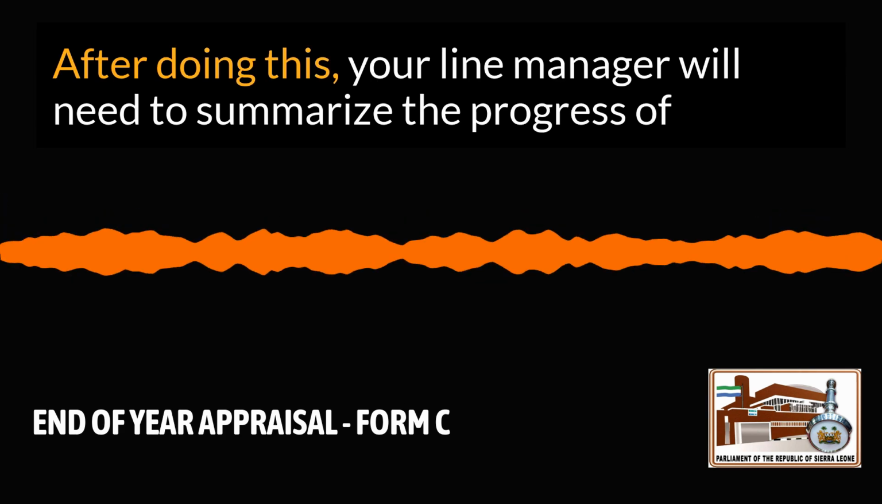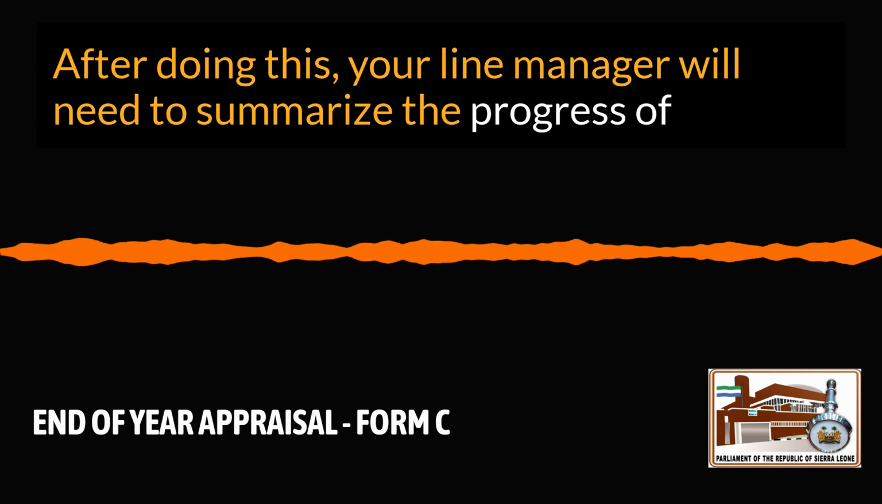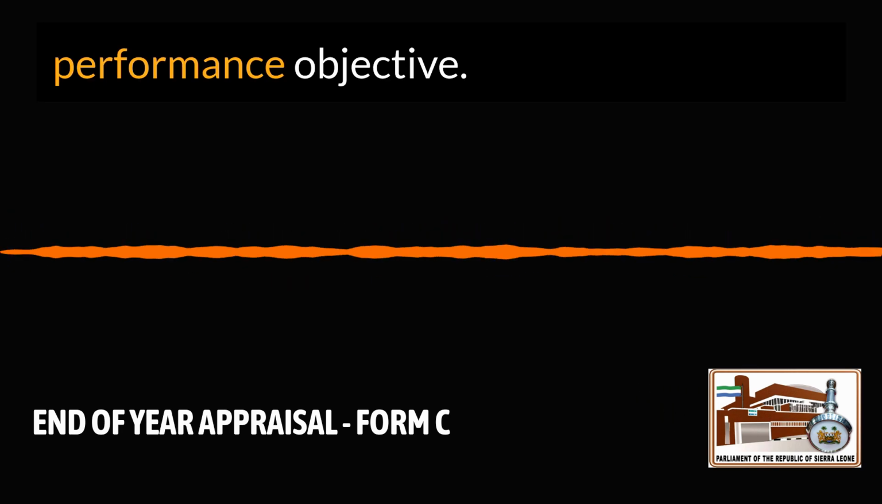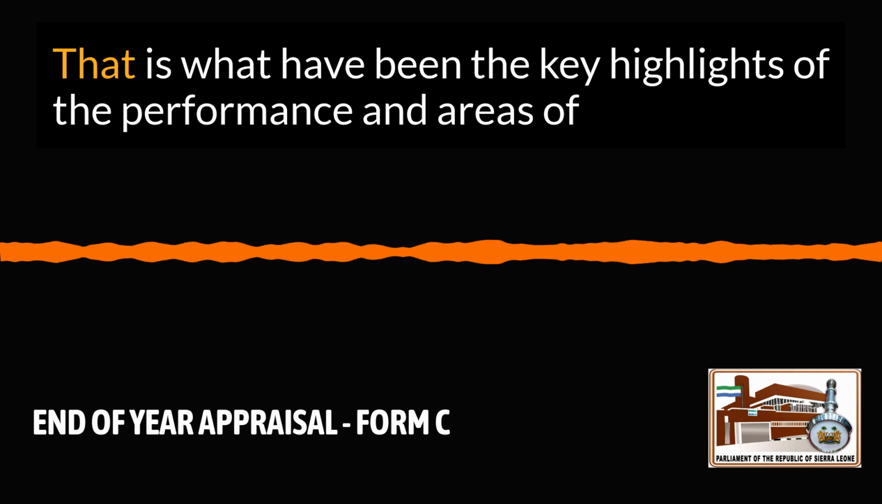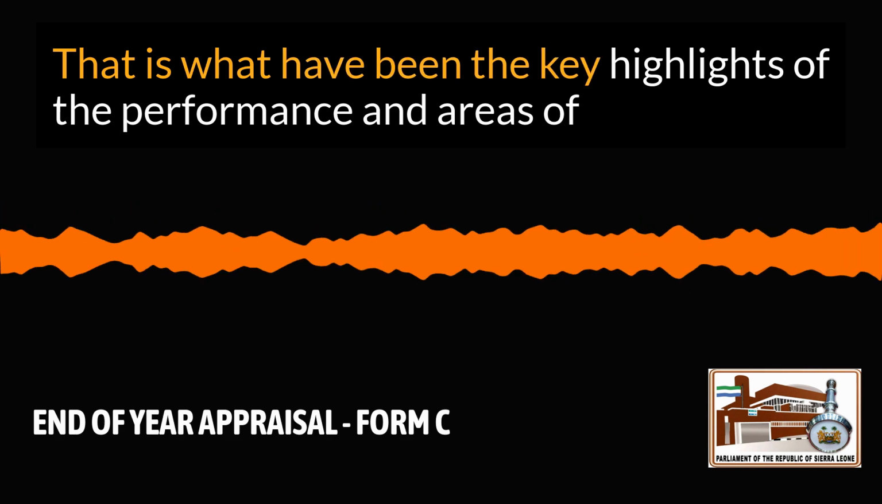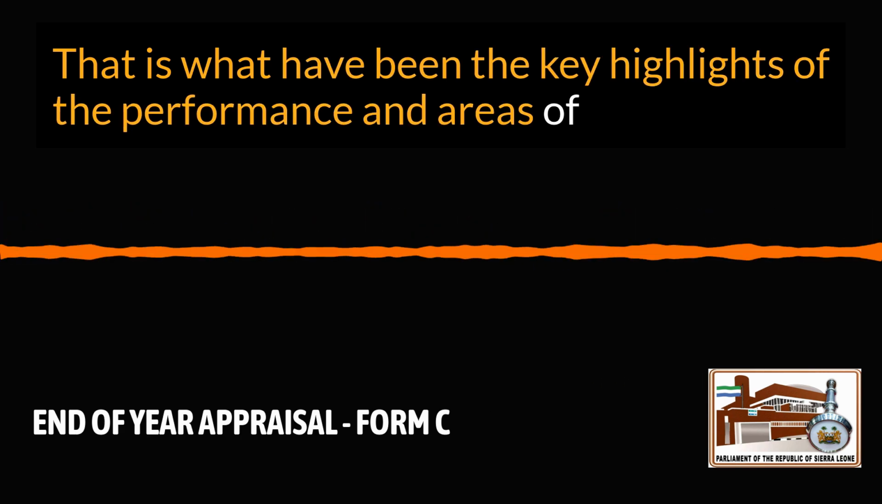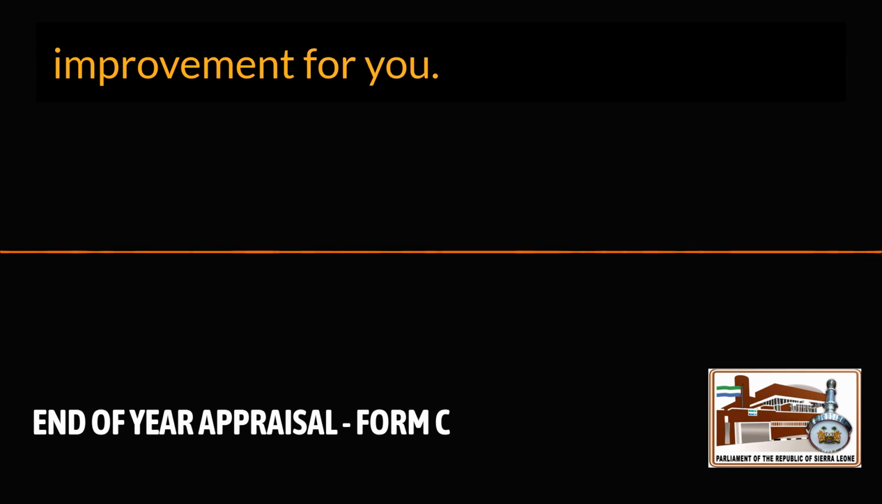After doing this, your line manager will need to summarize the progress of performance objectives. That is, what have been the key highlights of the performance and areas of improvement for you.